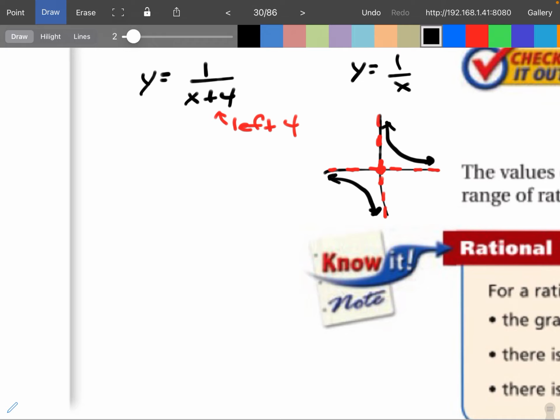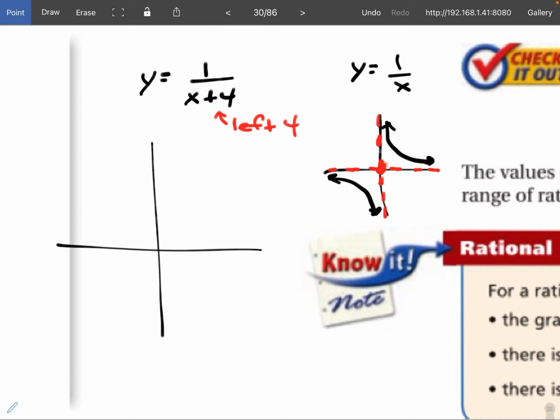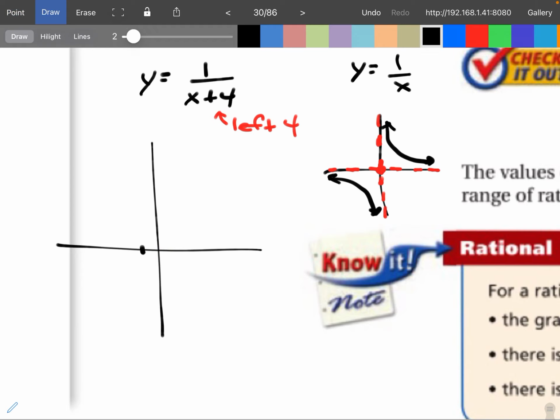So you're going to get a graph that looks like this. So we're going to move it left 4. So we're taking this point right here at 0, 0. We're taking that point and moving it left 4. So we're going to go 1, 2, 3, 4. So now that point is right there. That's where the asymptotes are going to cross. So you've got that vertical asymptote now, like that. And then the horizontal asymptote stayed where it was at, right along the x-axis.